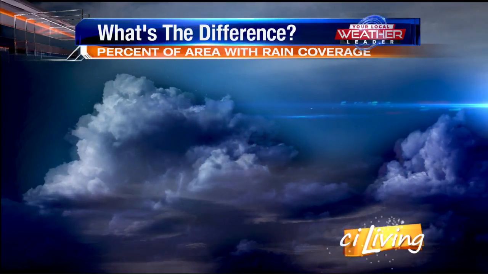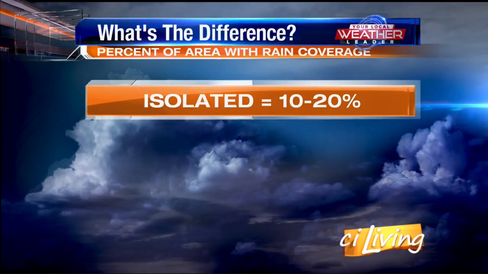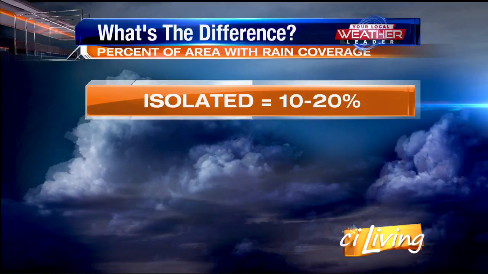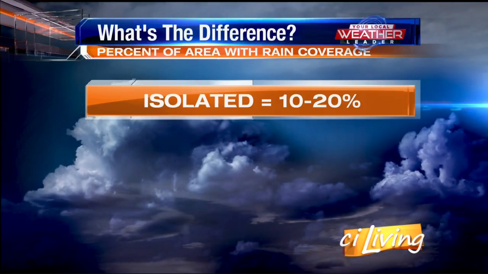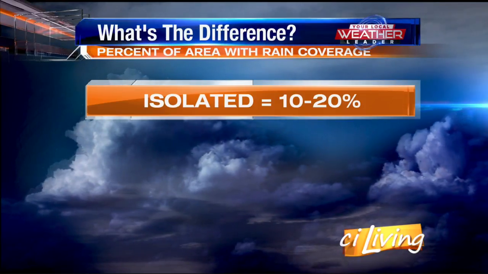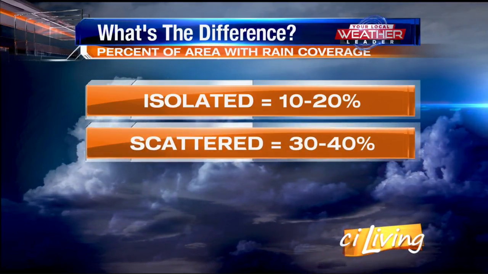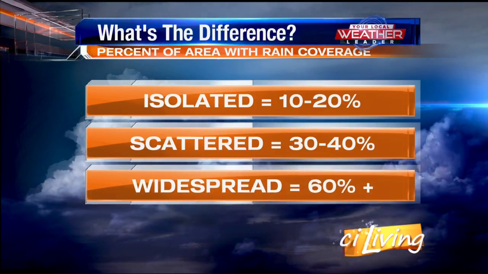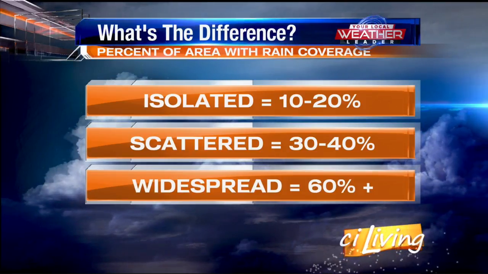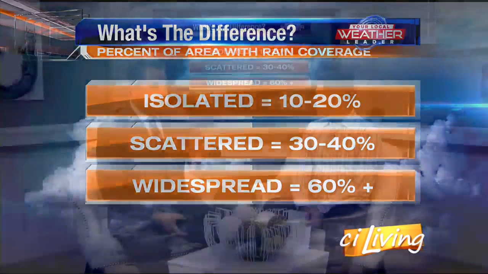So here's how we break it down for you. For isolated, we're saying maybe 10 to 20% of our coverage area, and our coverage area is 30 counties, so we cover a large part of central Illinois. When we talk about isolated storms, that means 10 to 20% of the people who watch us could see some rain. Bump that up to scattered, you're talking maybe 30 to 40% of the area that's going to see storms. And then widespread is about 60% or more. So there is some actual reasoning behind these different terms, and that's the general idea of what they correlate to.